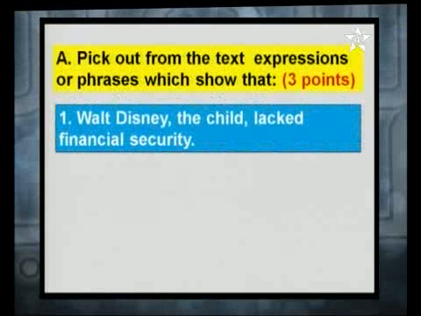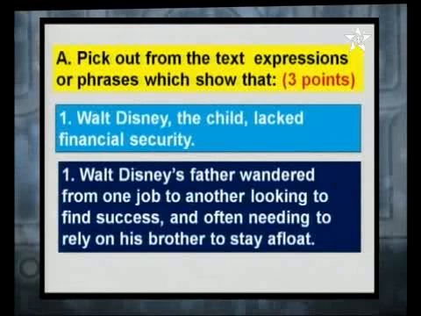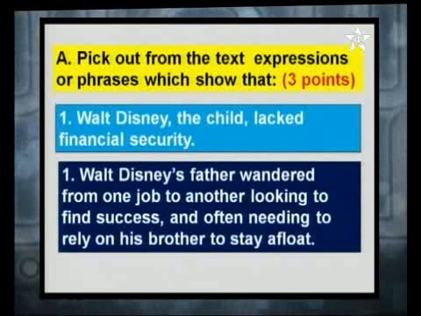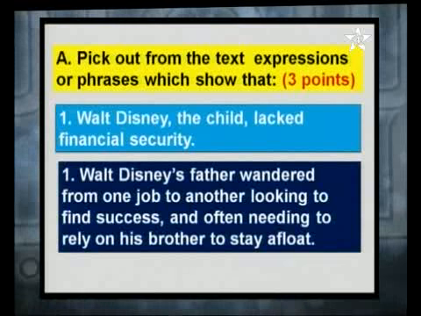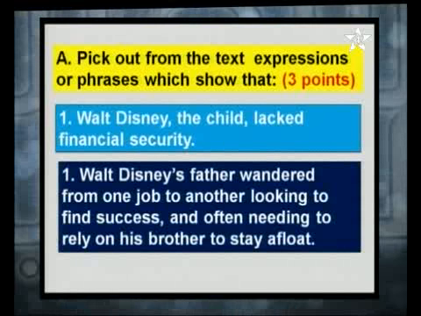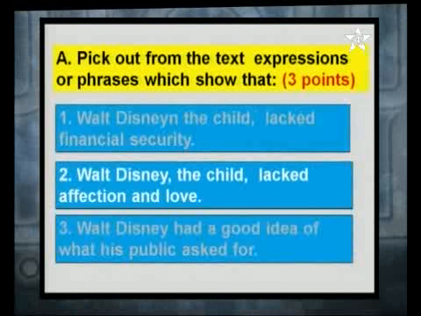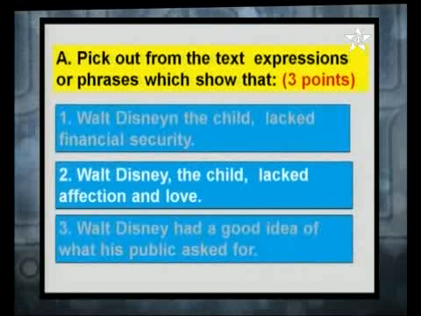Now, how do we justify this? From the text, we've got this portion here. It says, Walt Disney's father wandered from one job to another, looking to find success, and often needing to rely on his brother to stay afloat. The father doesn't have a good job, and sometimes he asks money from his brother. So, next item. Walt Disney, the child, lacked affection and love.